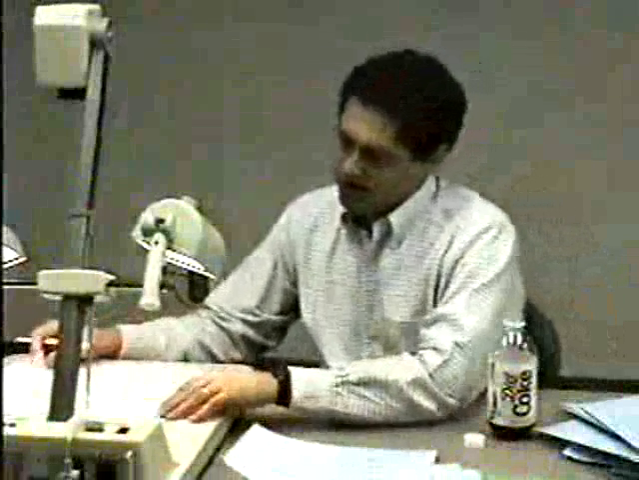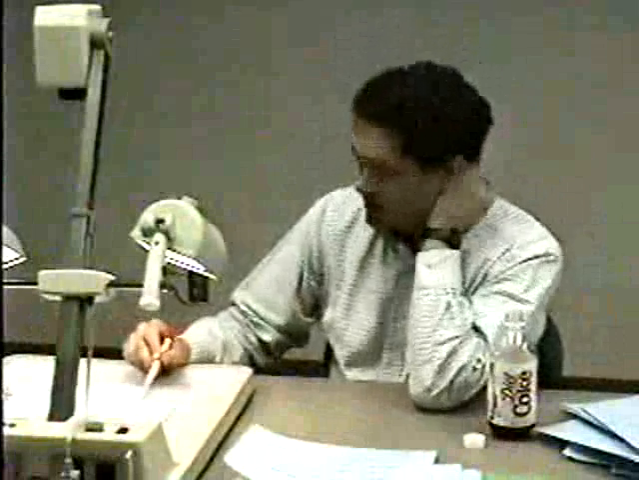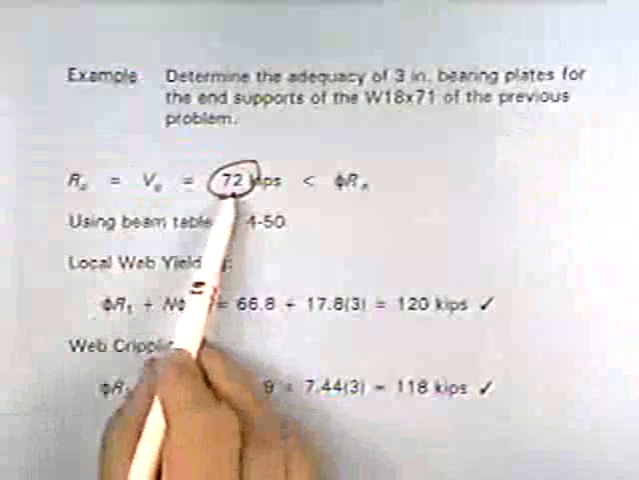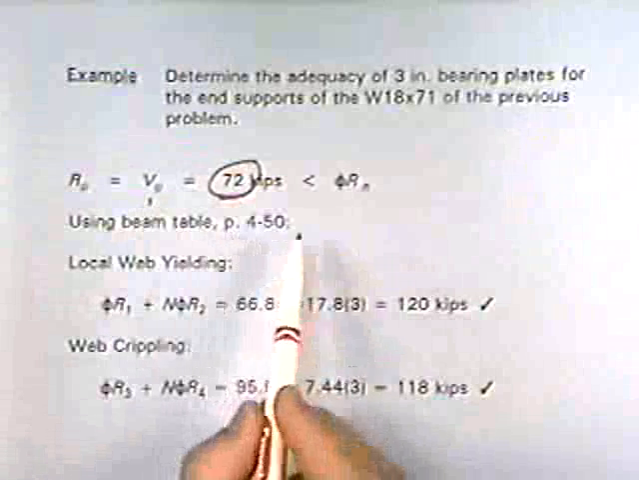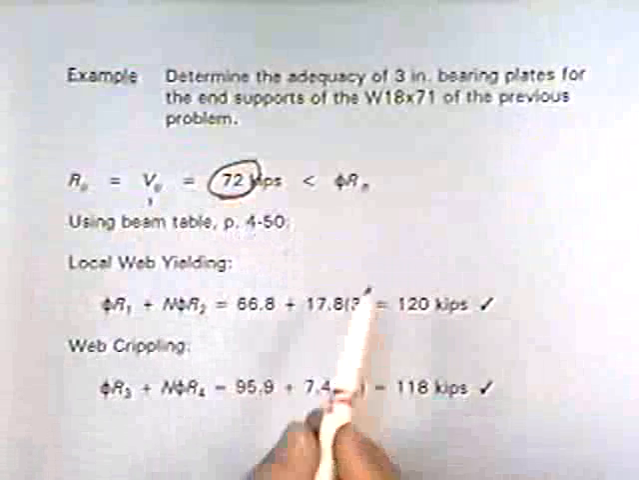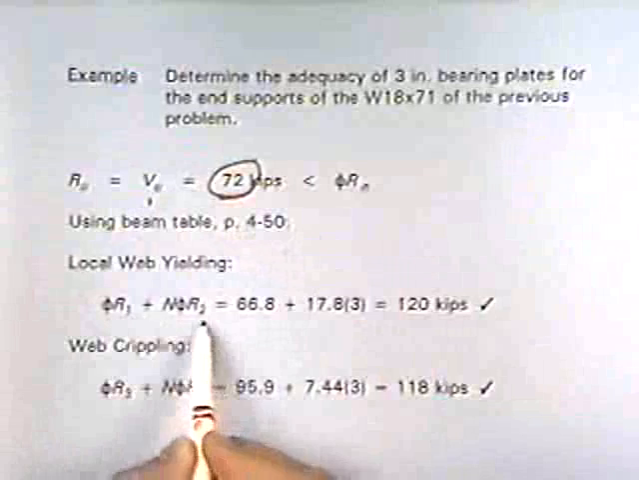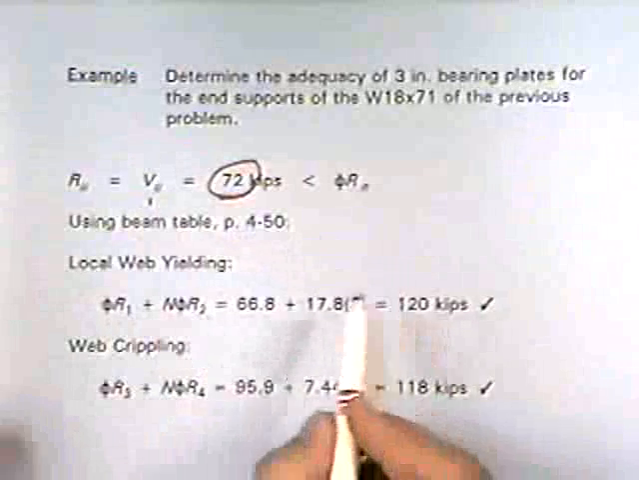Going back to the W18 by 71, again, what we've got to do is make sure we can resist the reaction. The reaction we said was 72 kips. It was also equal to maximum shear force. Using the table on page 4-50, we can come up with the R1 and R2 for web yielding.